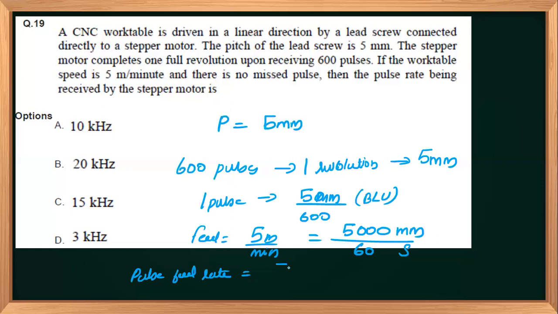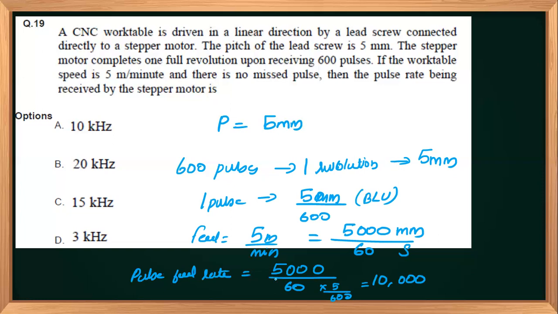So this will be divided by, means it will come here. This will be 5 divided by 600. So 600 will go up and cancel with 60. So it will be 1 and 5 will get cancelled. This will be 10,000.